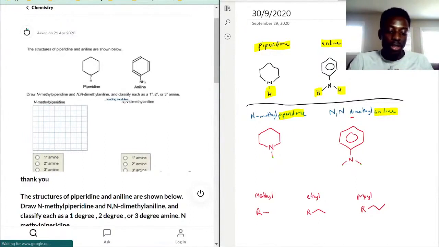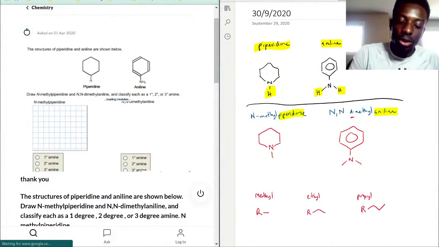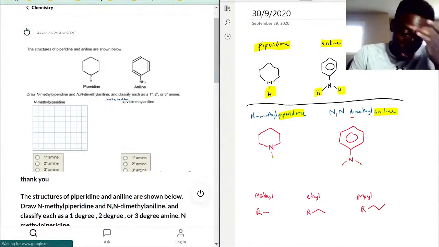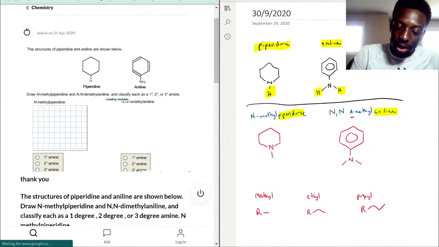But this is now asking you to classify each of these as a primary, secondary, or tertiary amine. So primary means that the nitrogen is bonded with only one carbon. So it looks like this. So primary would look like N, or actually as a picture, just to make it easier, it looks like this.